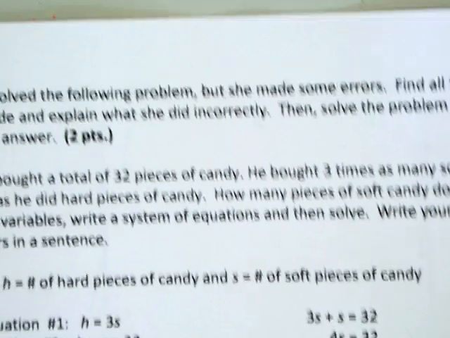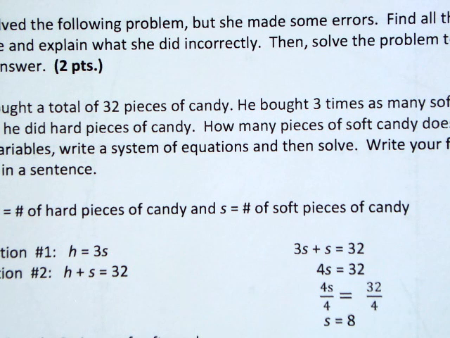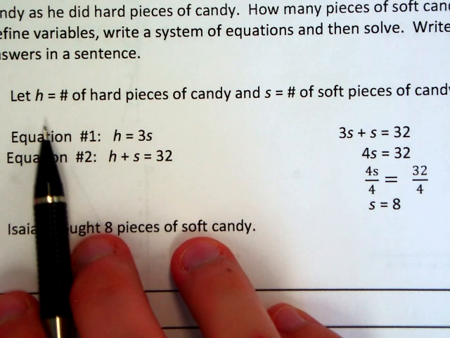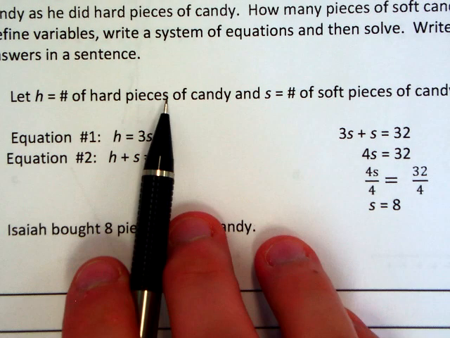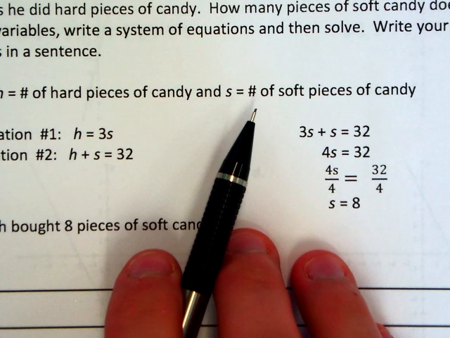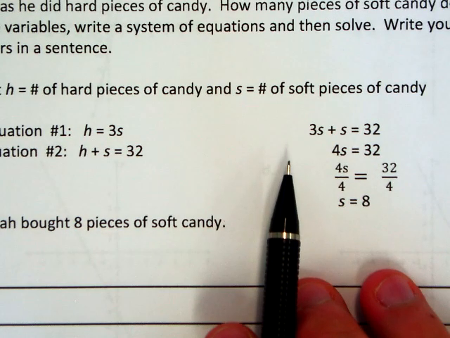All right, number 12. It says Carly solved the following problem, but she made some errors. So Isaiah bought a total of 32 pieces of candy. He bought 3 times as many soft candies as he did hard candies. How many pieces of soft candy did he have? Define variables, write a system of equations, then solve. So first of all, Carly wrote down that H is equal to the number of hard pieces of candy and S equals soft pieces of candy. So far that sounds good.